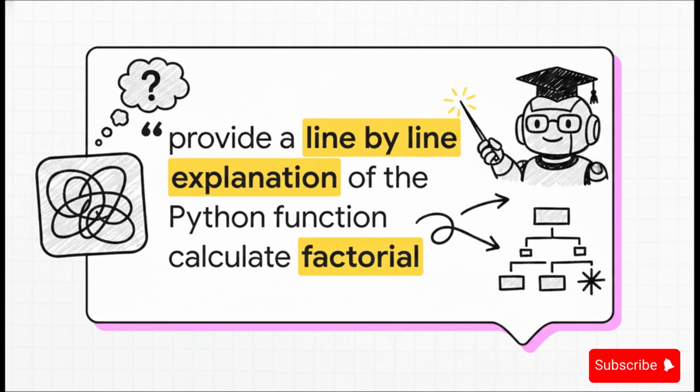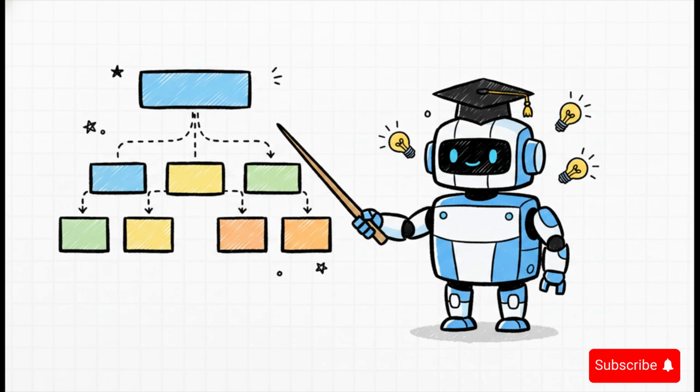Provide a line-by-line explanation of the Python function named calculateFactorial, which takes a parameter y and returns the factorial of y. In this case, you're forcing the AI model to stop acting like a junior coder and start acting like a senior tutor. And the output here is fantastic. The AI identifies the function calculateFactorial and returns a detailed line-by-line breakdown of exactly what is happening in the logic.